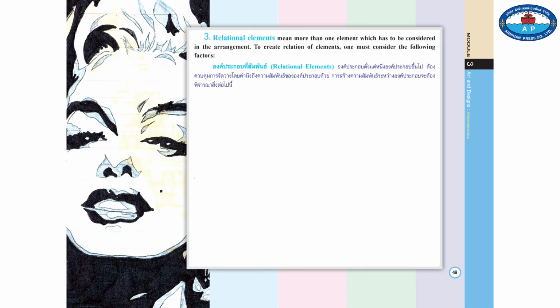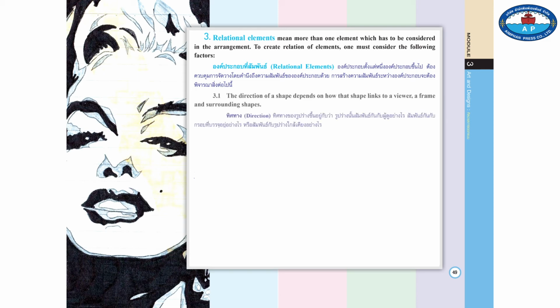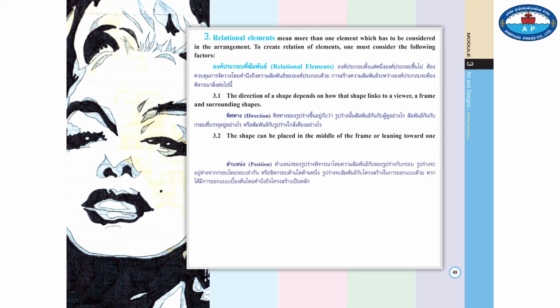3. Relational elements mean more than one element which has to be considered in the arrangement. To create relation of elements, one must consider the following factors. 3.1. Direction of a shape depends on how that shape links to a viewer, a frame, and surrounding shapes. 3.2. A shape can be placed in the middle of the frame or leaning toward one side of the frame. The shape is linked to the structure of designing if it is focused on the beginning of designing.